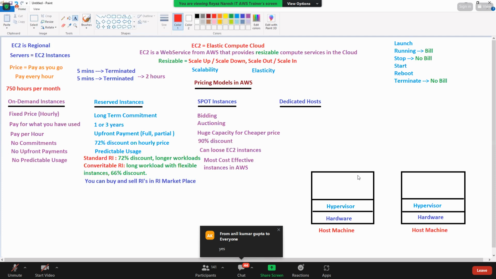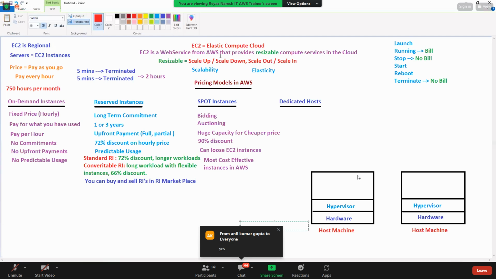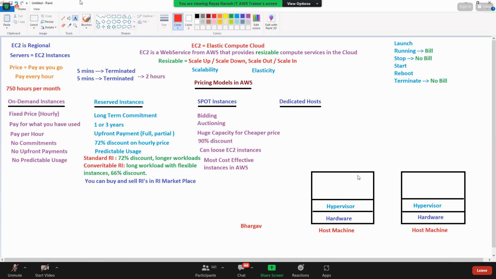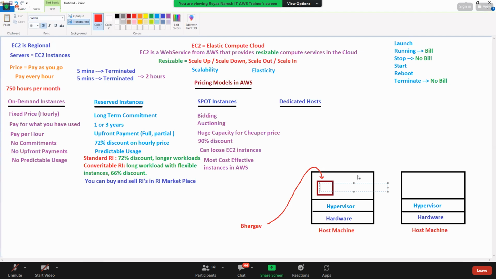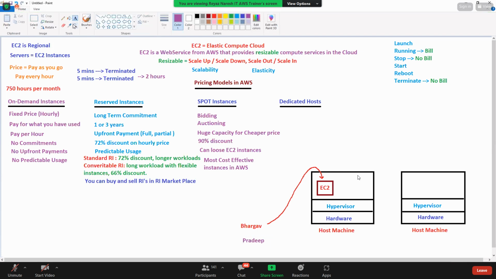Okay. Now we have here, let's say, Bhargav. Guys, Bhargav went and launched the EC2 instance. Where does it go? It goes and sits here. Yes or no? Yes. And now Pradeep has launched an EC2 instance, and this will also go and sit over here. So tell me, Bhargav is one customer and Pradeep is a different customer. They both are sharing the host machine. That is the default.